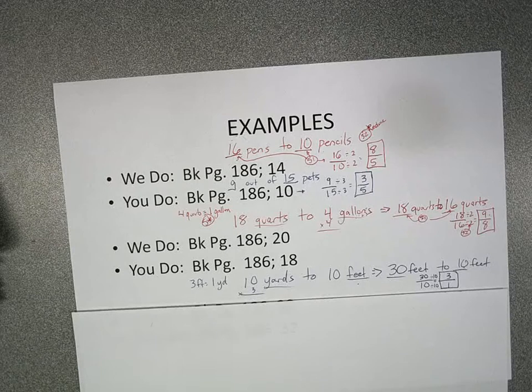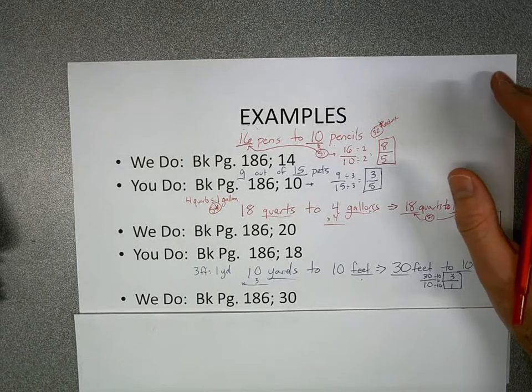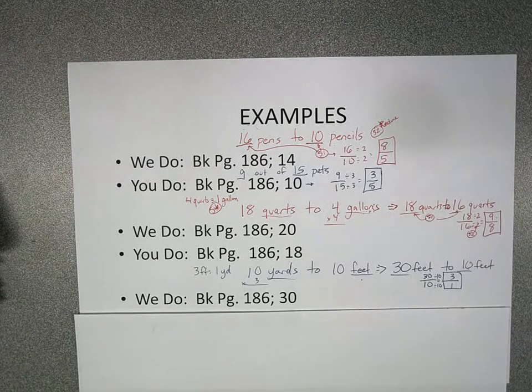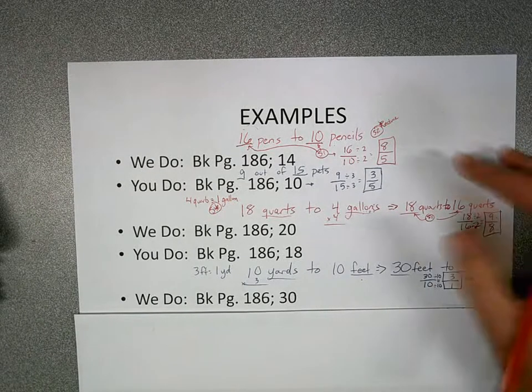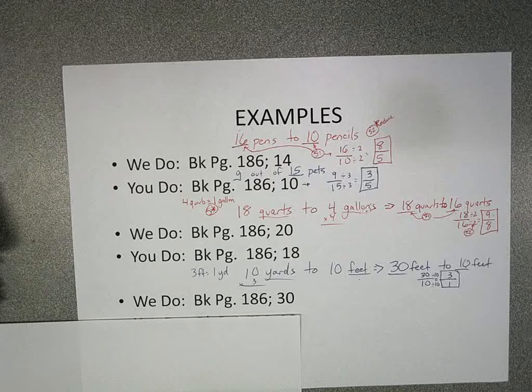Okay, so let's go ahead and take a look at the last type of problem. All right, and let's take a look at problem number 30. And I know this says 186, it's actually on 187. Okay, so problem number 30 says, compare the directions, say compare each pair of ratios using less than, greater than, or equal to.